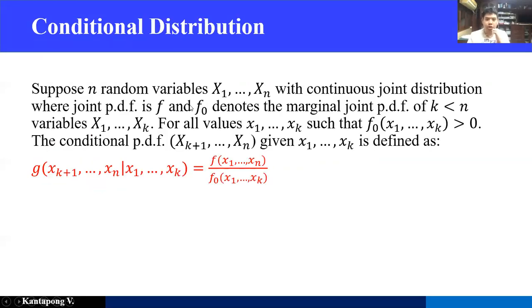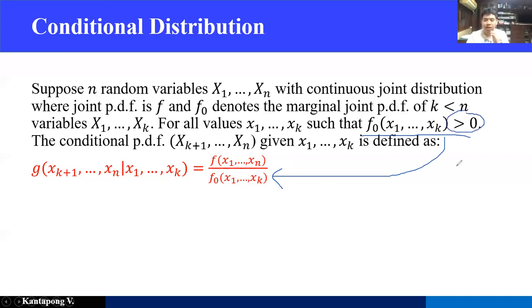So, what is conditional distribution? Suppose we have n variables, let's say x1 up to xn, with the continuous joint distribution for this one. And let f0 denote the marginal joint PDF of k variables, where k is less than n, for all values of x1 up to xk such that f0 of this one is greater than 0. This makes sure that we do not divide by 0, because the formula is here. So if we talk about the conditional distribution, this one must be greater than 0.